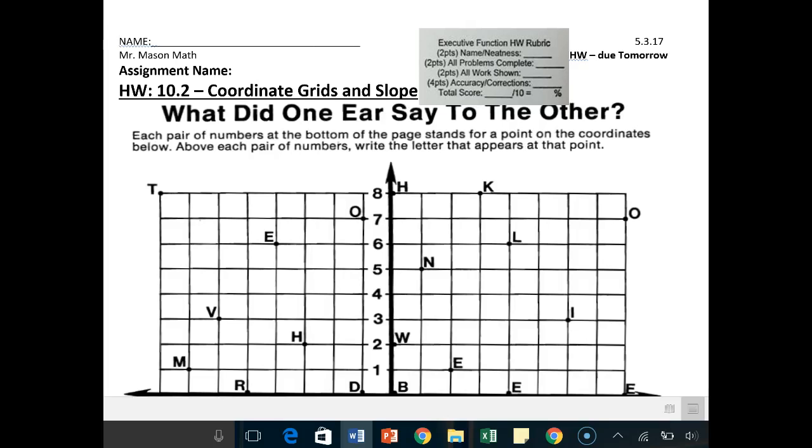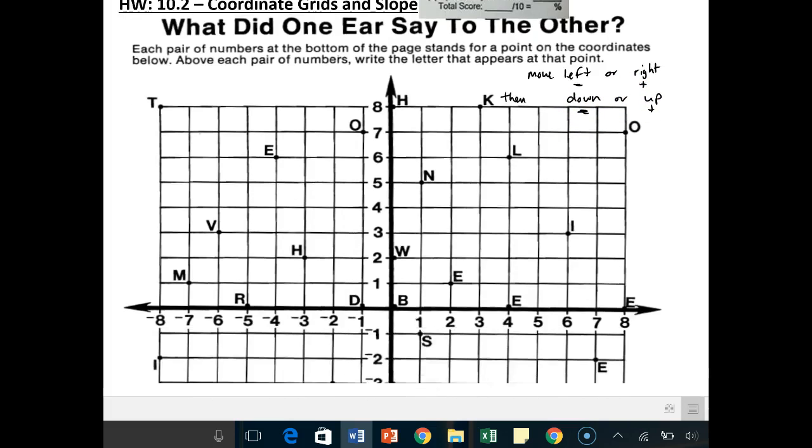I'm going to help you out with homework 10.2 tonight, coordinate grids and slope. So remember, for a coordinate, you must move left or right first. Left being negative, right being positive, and then down or up, with up being positive and down being negative. So you've got to move left or right, then up or down.